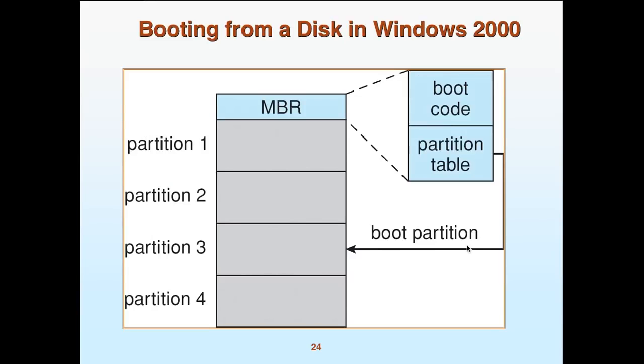So here's booting from a disk in Windows 2000. Well, that's kind of old. We have the MBR, master boot record. Partition 1, partition 2. The master boot record actually just keeps track of the different boot partitions. This is still the same kind of concept that's being used in Windows 7 and in OS X too. There's a master boot record that keeps track of the partitions.